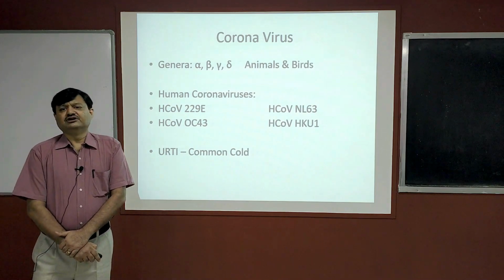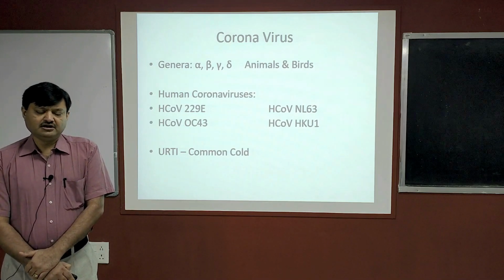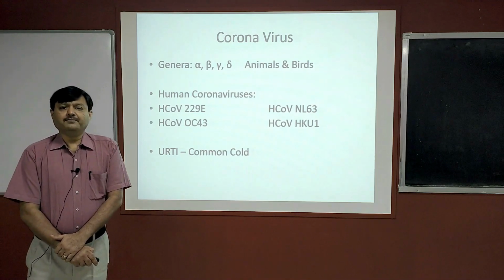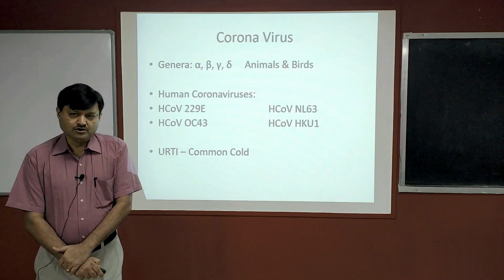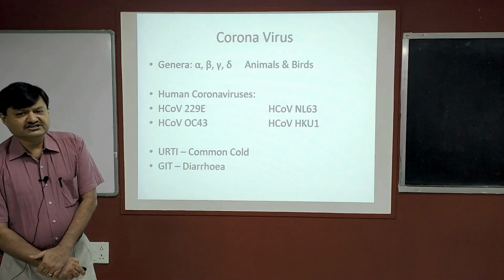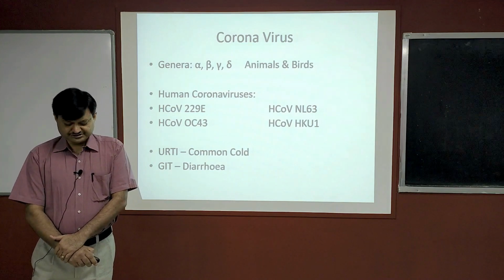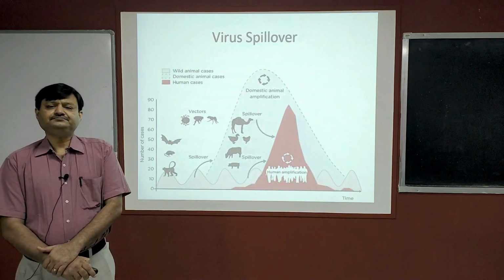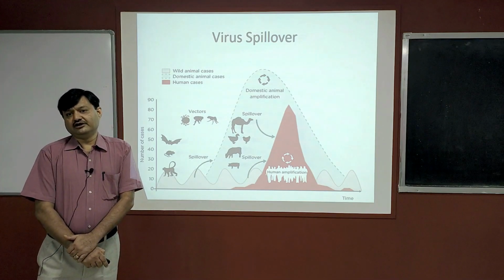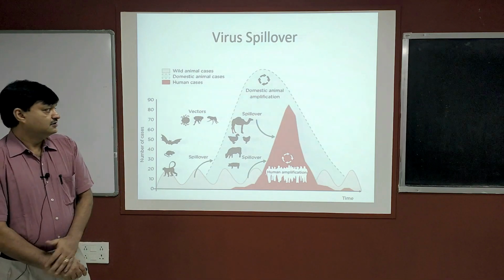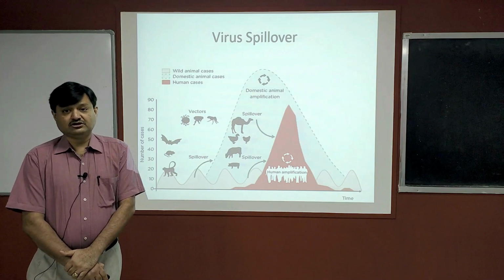These viruses are very much prevalent in the environment, and routinely they cause upper respiratory tract infection, which is manifested as common cold. Or sometimes it can also lead to GIT involvement and be manifested as diarrhea. As said, these viruses are very much prevalent in the environment, and also in animals and birds and human beings.